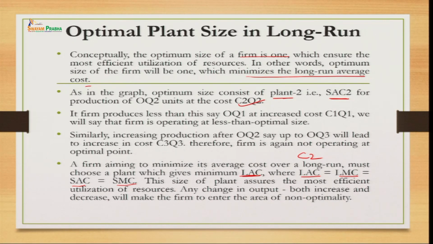So, by now we have understood how we are going to find out the optimum point in the short run as well as in the long run. The only thing you have to remember here is where the average cost equals the marginal cost, either in the short run or in the long run. In the short run we denote it with SAC and SMC, whereas in the long run we denote it with LAC and LMC, right.